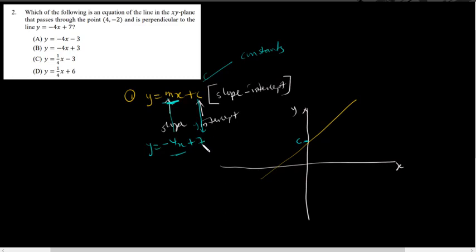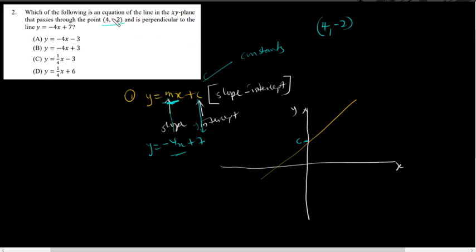But this is the equation of a line that is perpendicular to the equation of the line that we are yet to find. Now, to solve this, if you are told that the point 4, -2 lies on the line, or the line passes through the point 4, -2. If you look at the question, it says which of the following, that is A, B, C, D, which of the following is an equation of the line in the xy plane that passes through the point 4, -2 and is perpendicular. So let's take the first point.